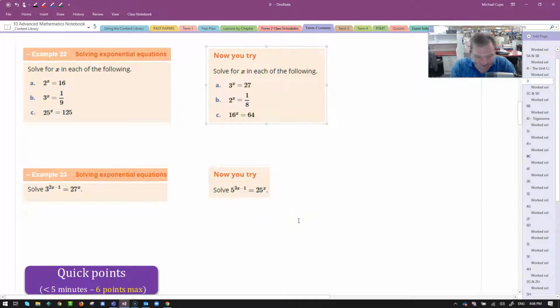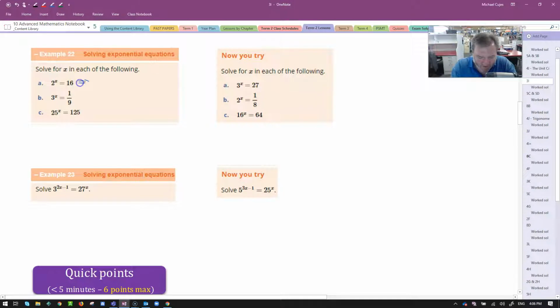So 2 to the x equals 16. What's that equivalent to? Well, I would say something like 2 to the x. Now 16 is a power of 2. 2, 4, 8, 16. It's the fourth power of 2. 2 to the x equals 2 to the power of 4. Therefore, if I have the same base raised to a power on each side, the powers must be equal if it's an equation. So x is going to equal 4.